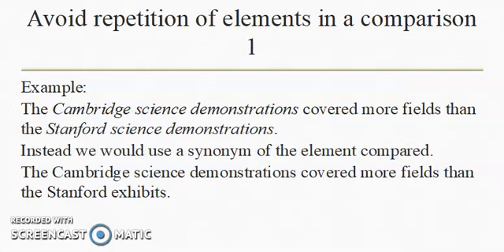In comparison structures, we try to avoid repetition of main elements. For example, the Cambridge Science demonstrations covered more fields than the Stanford Science demonstrations. This is not a very good use of English. What we would do is use a synonym when we're talking about Stanford. We'll get this: the Cambridge Science demonstrations covered more fields than the Stanford exhibits.